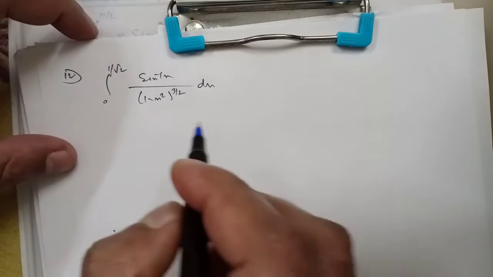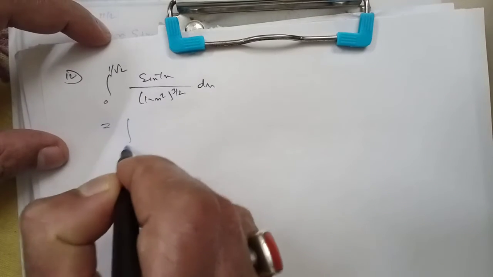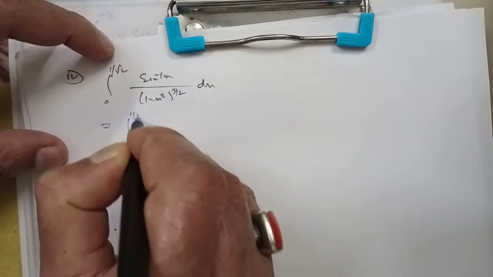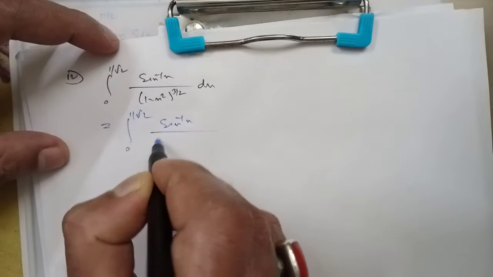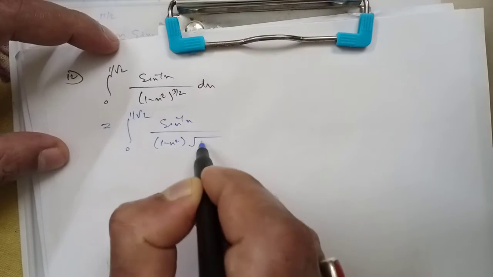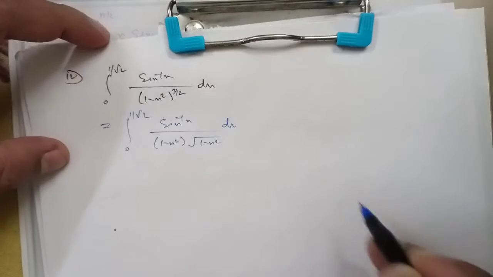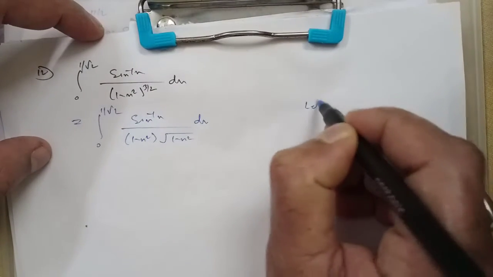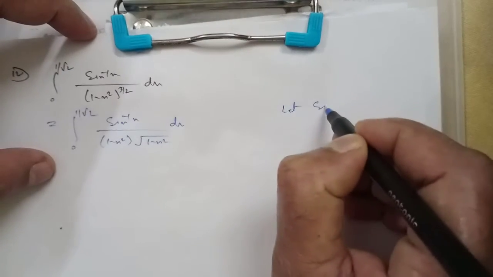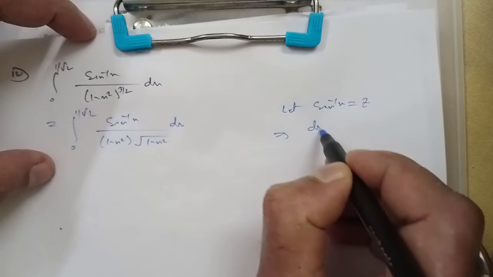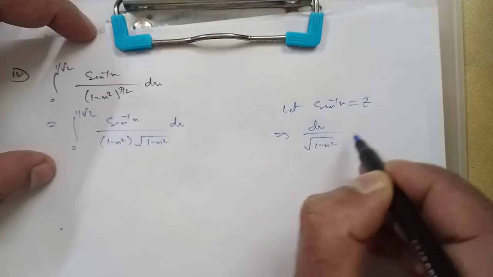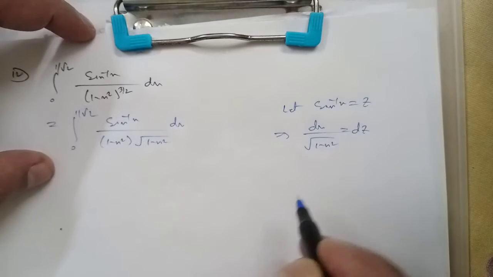Look, derivative of sin inverse x is 1 over root of 1 minus x square. We all know this. So first write it in this way: integral from 0 to 1 by root 2 of sin inverse x over (1 minus x square) into root over 1 minus x square dx. Okay. Now do the substitution. Let sin inverse x equal to z. Then you get dx by root over of 1 minus x square is equal to dz.